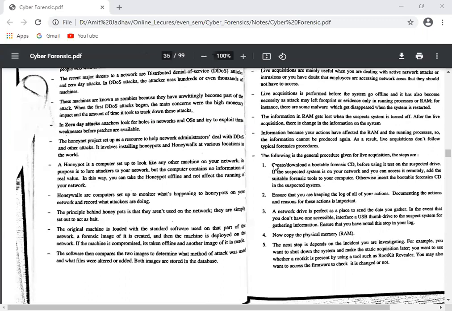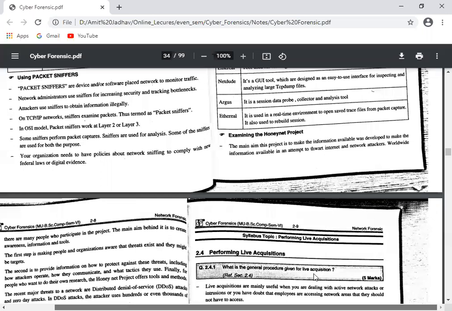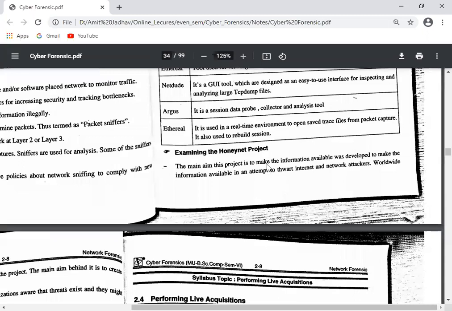So today we are going to start with the Honeypot project, or HoneyNet project. The main project was developed to make information available throughout the internet.